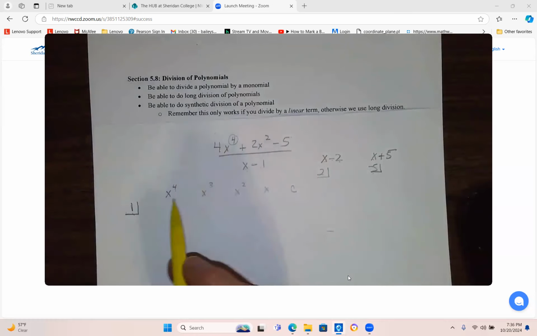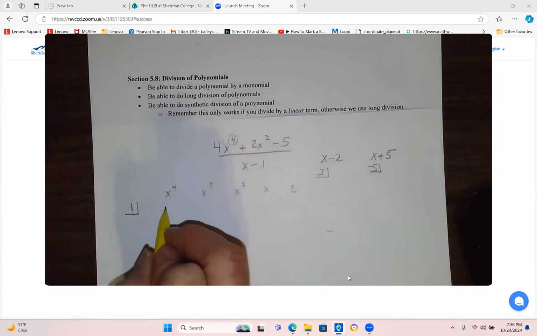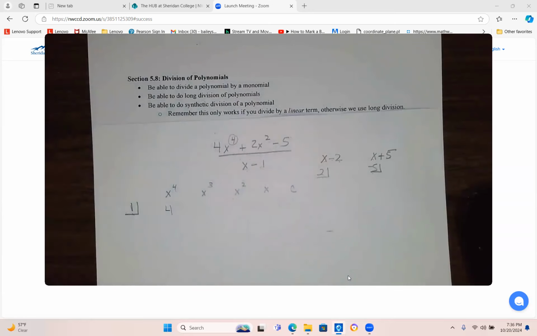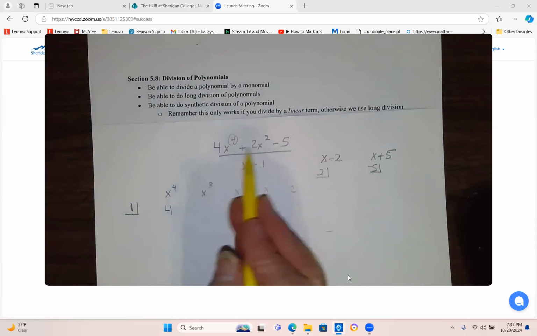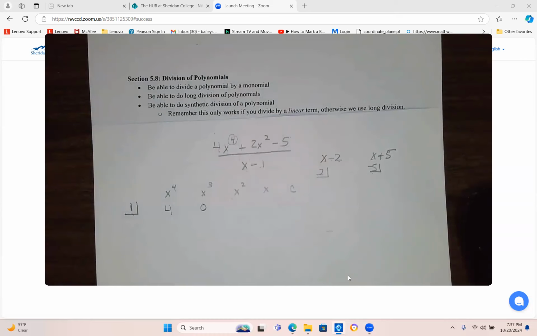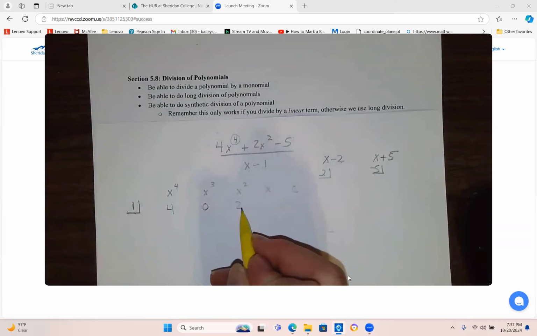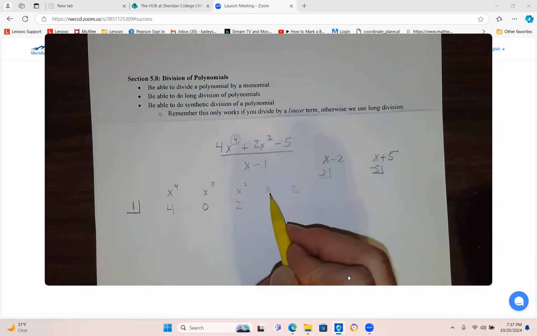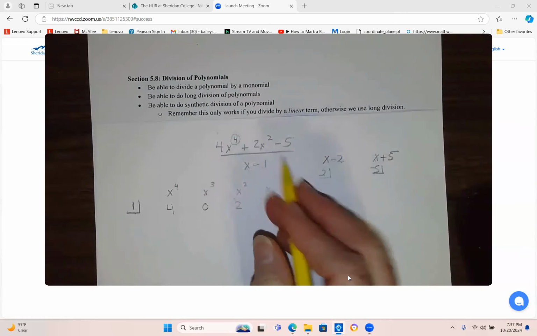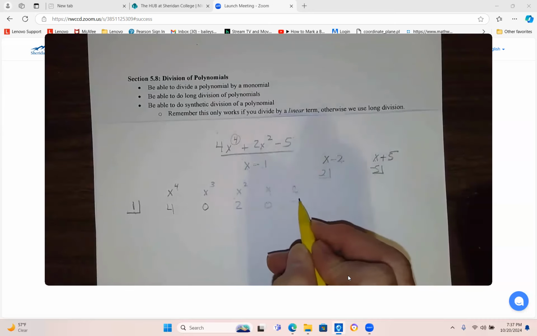You don't have to list these up above, but sometimes it might help. The coefficient in front of the x to the 4th is a 4, so I'm going to put 4. The coefficient in front of my x cubed, well, there is no x cubed, so you have a 0. The coefficient in front of my x squared is a 2. The coefficient for x, there isn't one, so it's 0. My constant is a -5.